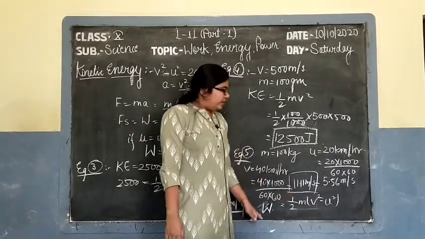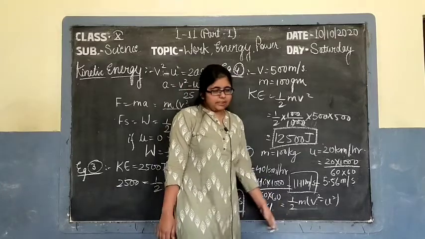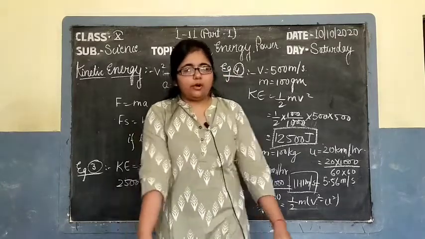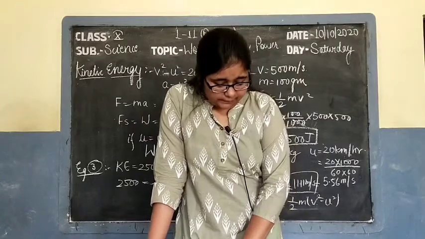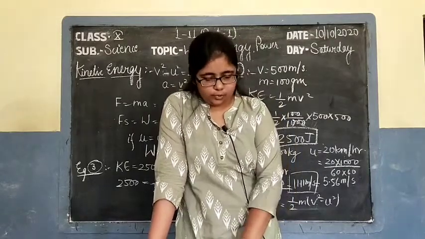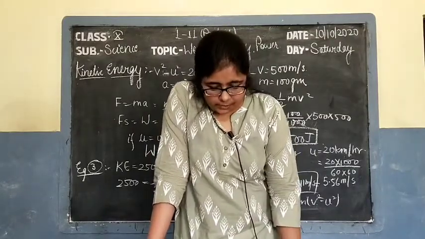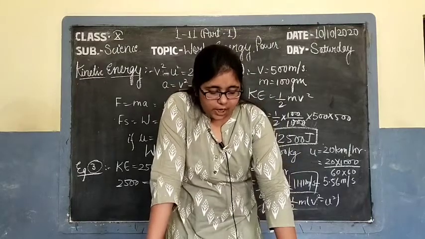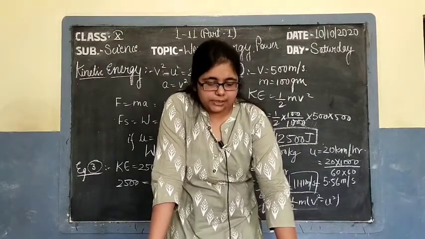So now the work done will be the change in kinetic energy, and if you put in the values from the question, then it will be 4.63 kilojoule. So this was all about the kinetic energy. Now we will discuss the potential energy.